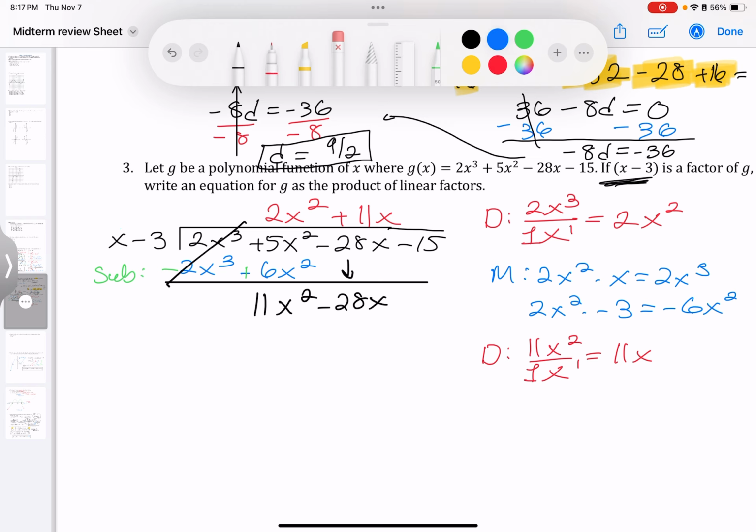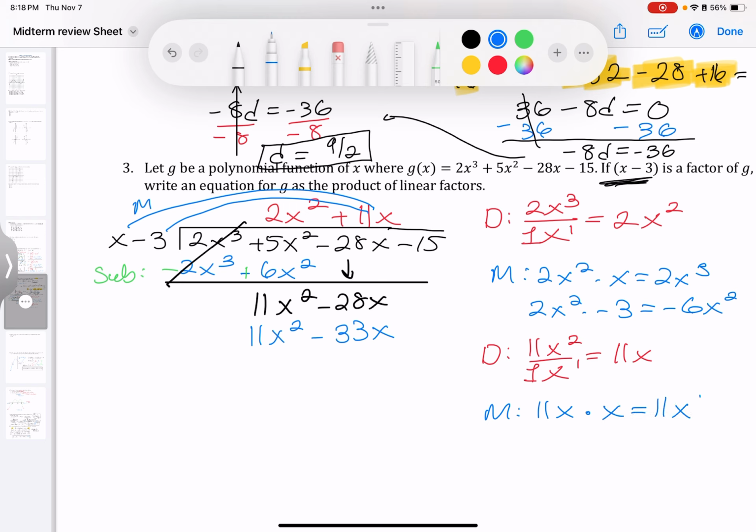Now, this time, we're going to multiply the 11x by the x minus 3. So 11x times x is 11x squared. 11x times negative 3 is negative 33x. Write that on the side.